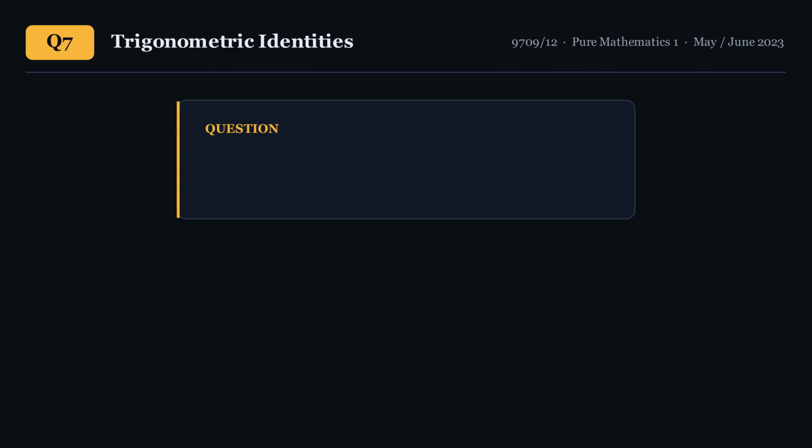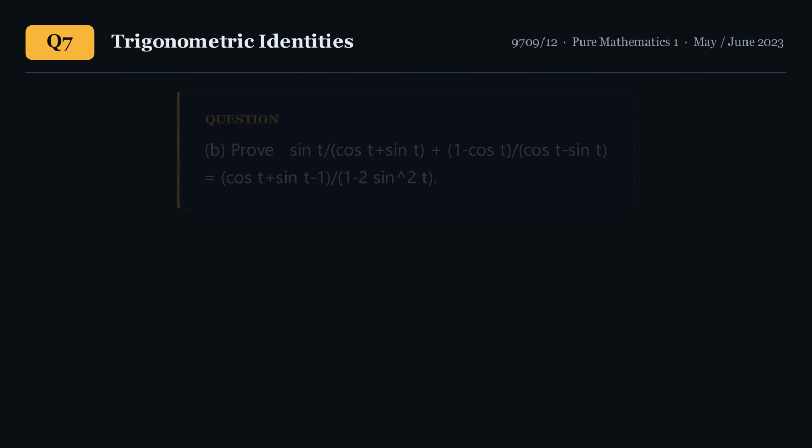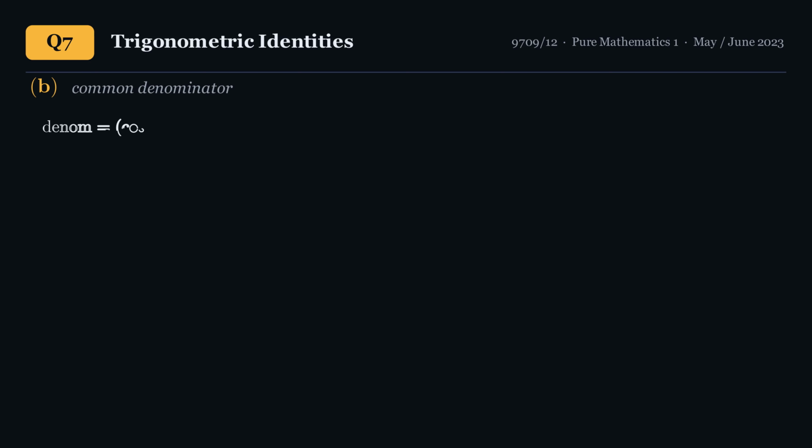Part B. Prove sine t over cosine t plus sine t, plus 1 minus cosine t over cosine t minus sine t, equals cosine t plus sine t minus 1, over 1 minus 2 sine squared t. Now let's work through the solution step by step. Put both fractions over the same denominator. Common denominator is cosine t plus sine t times cosine t minus sine t.